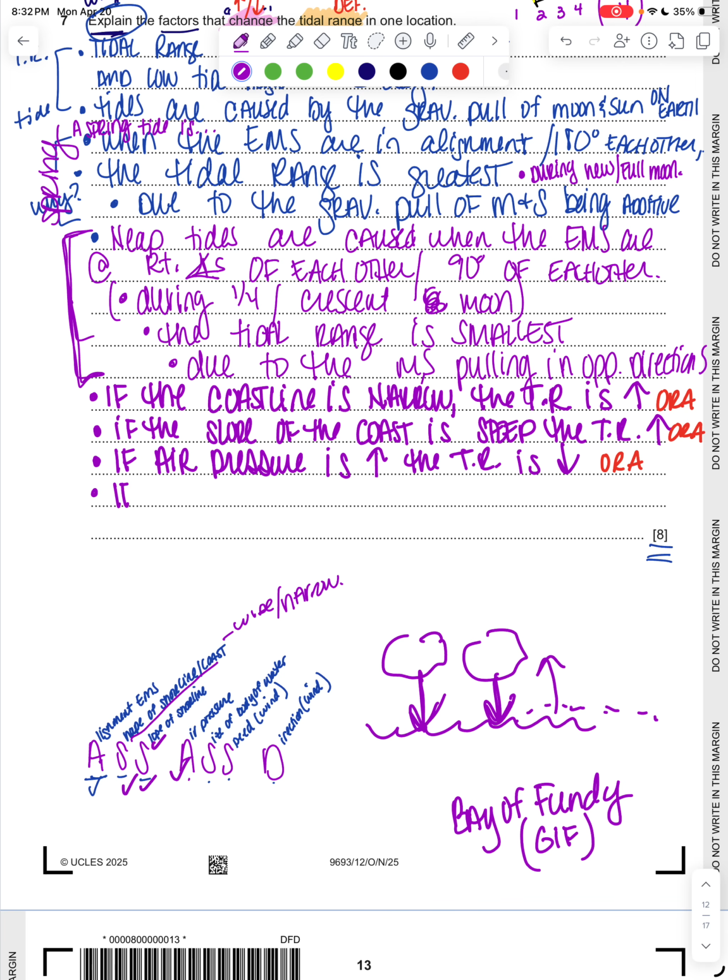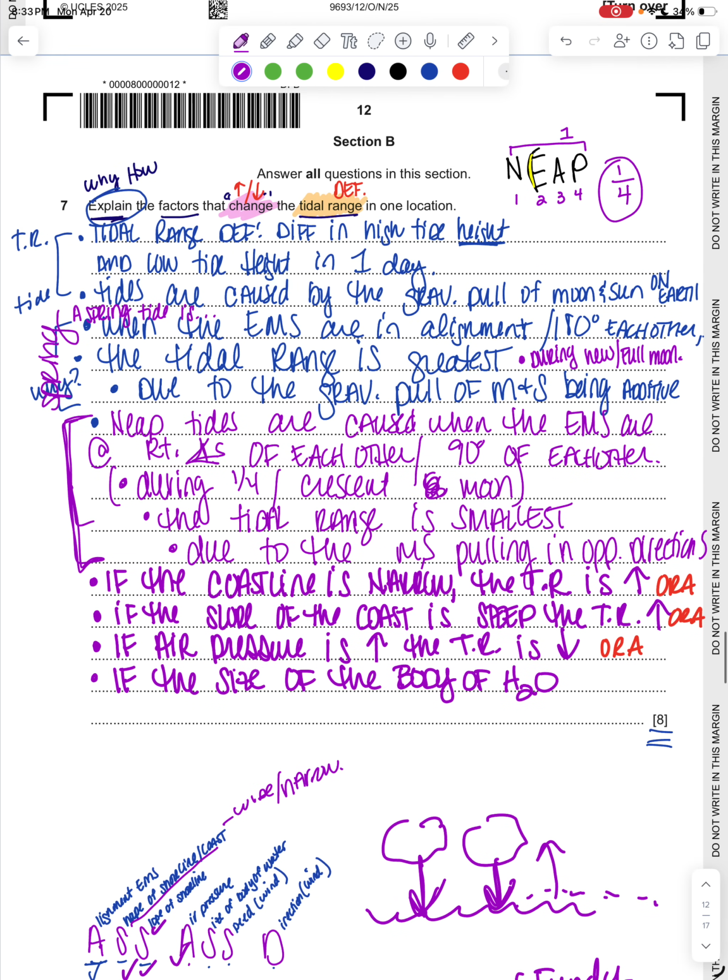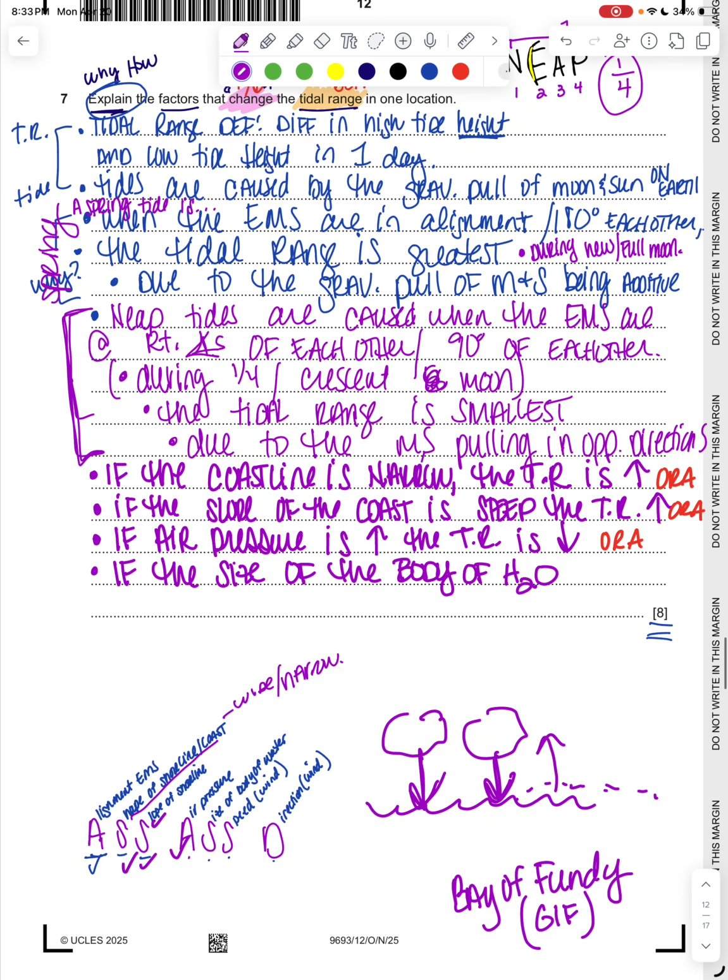Size of the body of water. Okay, like an ocean, if it's large, the tidal range is higher because you're moving in more water, or the reverse argument.